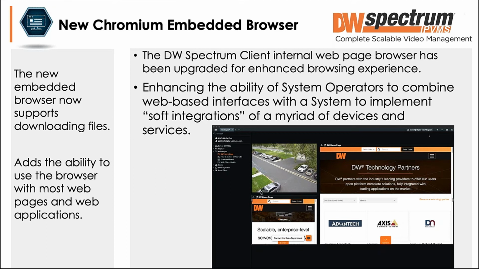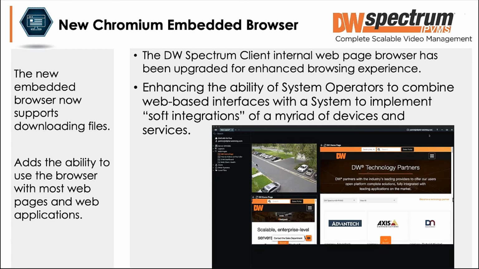Another part that this will open up is soft integration. So other systems out there, access control systems, for instance, that have browser capabilities, you can bring their interface right up inside of DW Spectrum, so that you'll be able to see their activity logs, their events, their alerts that are happening within their web page interface side by side with the cameras.